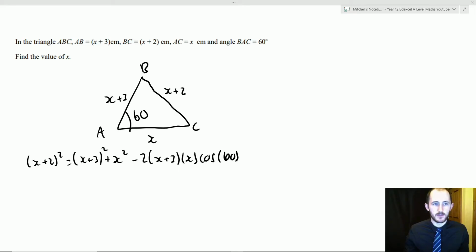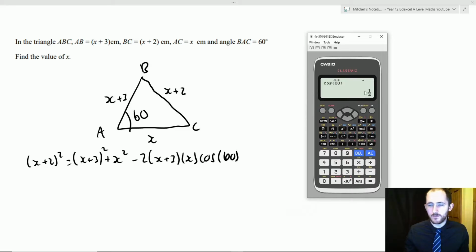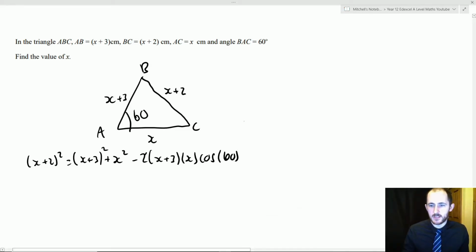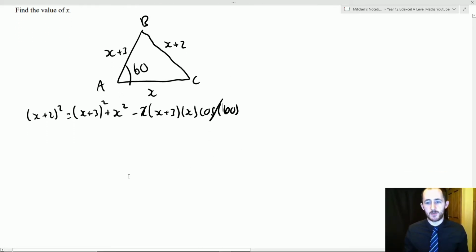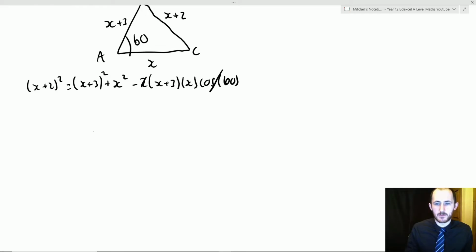And then all you need to do is find out what the value of x is. So as you may know, cos 60 is 1/2. So that means that this 2 times 1/2 actually goes away, because 2 times 1/2 is 1. So this has actually become a lot easier. We have x plus 2 squared equals x plus 3 squared plus x squared minus x times x plus 3.